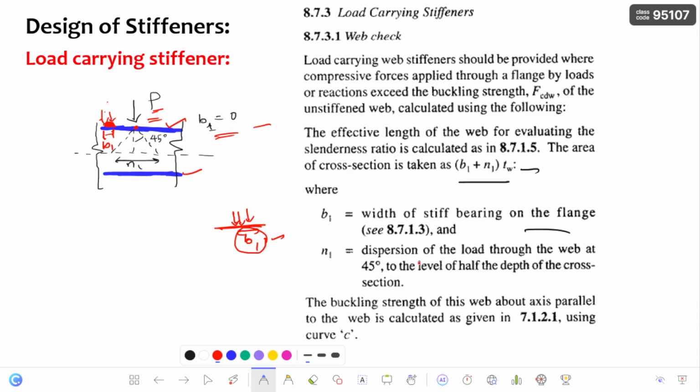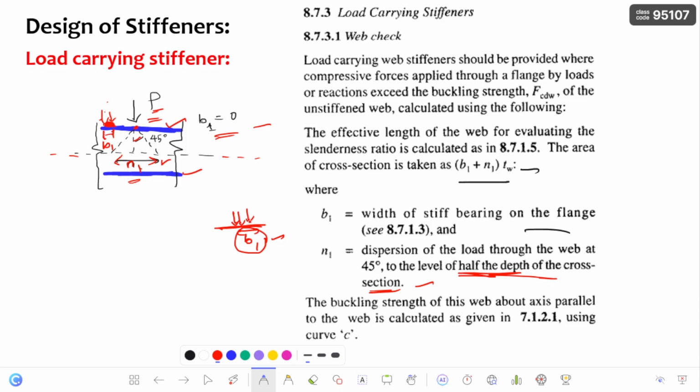Now coming to the N1, this is the dispersion of the load through the web at 45 degrees to the level of half the depth of the cross section. So up to half the depth of the cross section, I have already drawn this axis. So this load is going to disperse at a 45 degree angle. So at that mid depth of the plate girder, you are going to get a certain width, that is N1. So this is nothing but the N1.